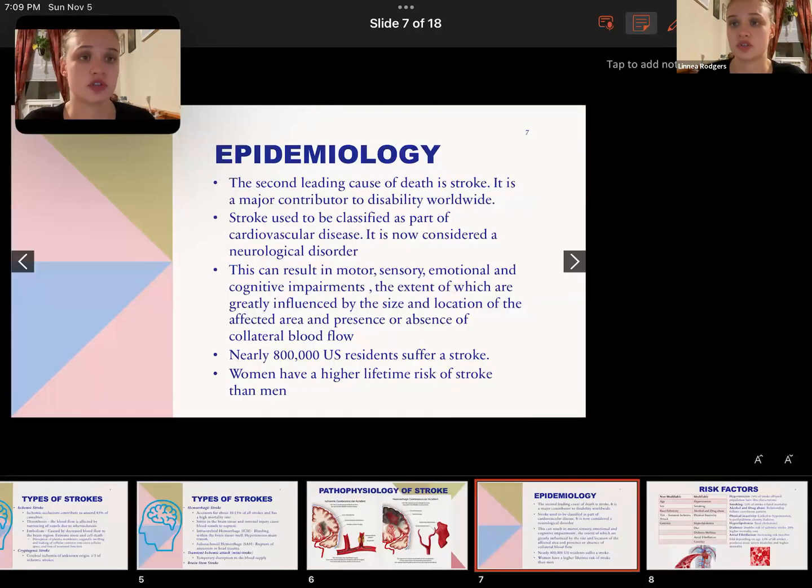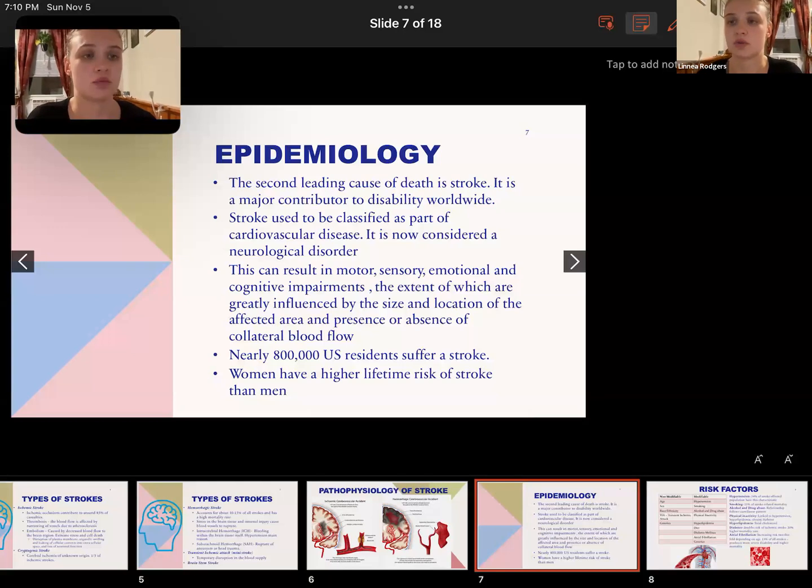So, strokes are the second leading cause of death. It is a major contributor to disability worldwide. Strokes used to be classified as a part of cardiovascular disease, but are now considered a neurological disorder. This can result in motor, sensory, emotional, and cognitive impairments, the extent of which is greatly influenced by the size and the location of the affected area and the presence or absence of collateral blood flow.